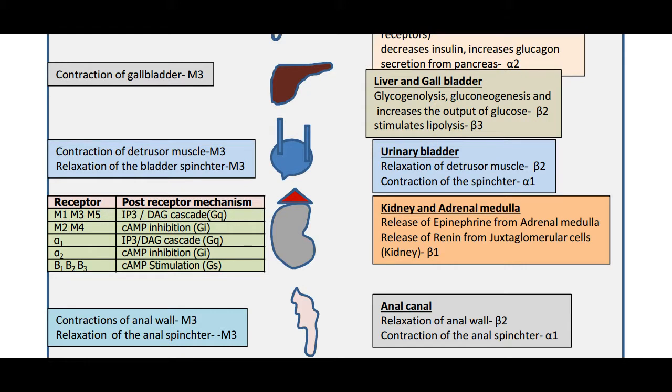So here we finished the receptors which are involved in autonomic nervous system. We discussed the receptors, we discussed post-receptor mechanism, the type of G-coupled protein receptors involved, and the second messengers involved, and also we briefly discussed the locations of all these receptors.